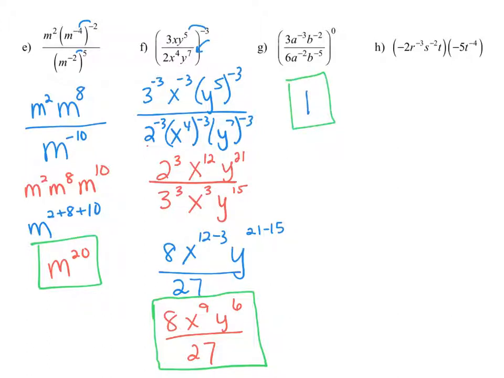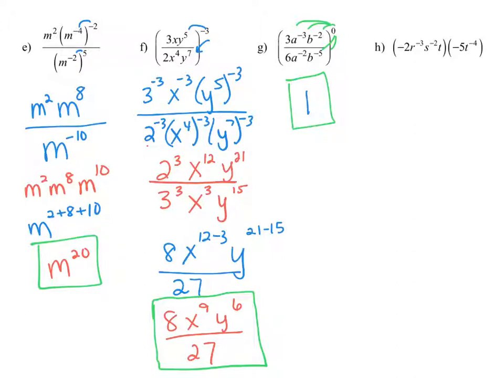And if you were to work this out by distributing that 0 exponent to all of those, you would see that you would get 3 to the 0, which is 1. A to the negative 3 times 0 is a to the 0, which is also 1. So all of those terms, if you were to share that exponent with the numerator and the denominator, it would all end up as 1.